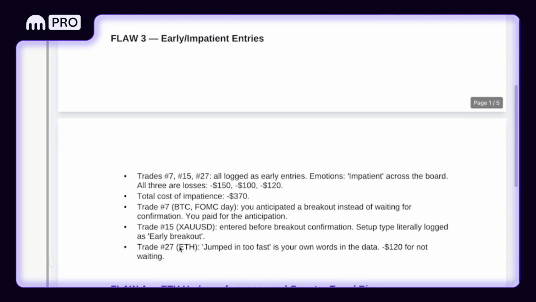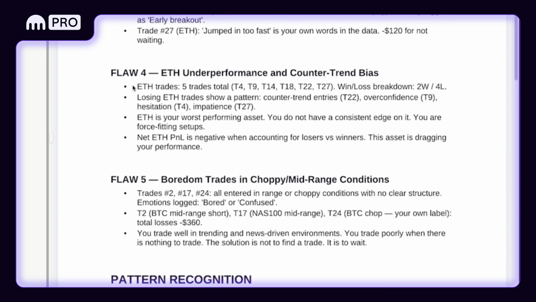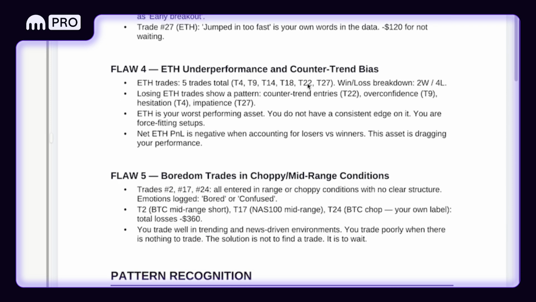We have flaw number 3, early, impatient entries. I mean, all of this here is just beautiful and something that I would have never known had I not collected the data and let AI analyze it. Flaw number 4, Ethereum underperformance and counter-trend bias. In other words, Ethereum is my worst performing asset. We don't have a consistent edge on it, and we are force-fitting setups. And then I can tell myself that, okay, well, I probably shouldn't be trading Ethereum if that's where I lose the vast majority of my money.